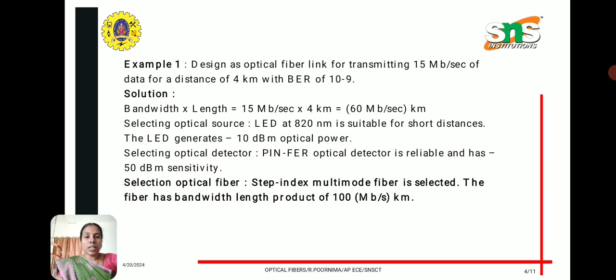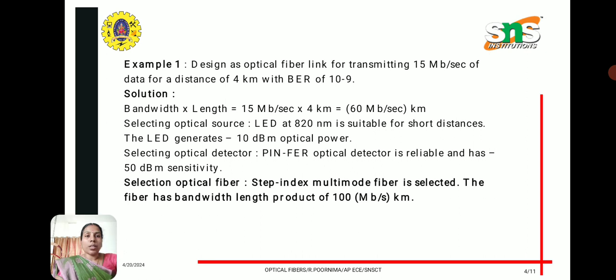We shall consider an example for calculating the link power budget. Design an optical fiber link for transmitting 15 megabits per second of data for a distance of 4 kilometers with a bit error rate of 10 power minus 19. To design the optical fiber link, we have to calculate the losses associated with this system. The bandwidth multiplied by the length is 15 megabits per second into 4 kilometers, so the total is 60 megabits per second.